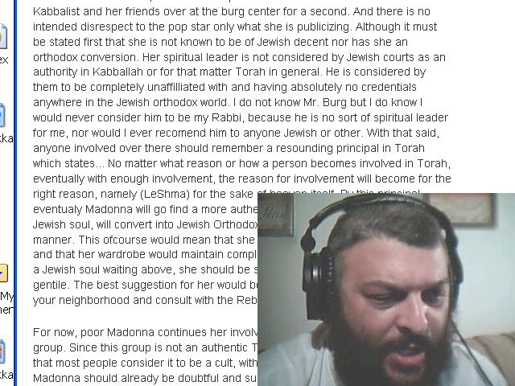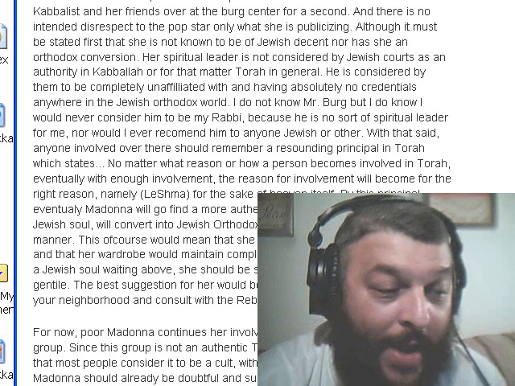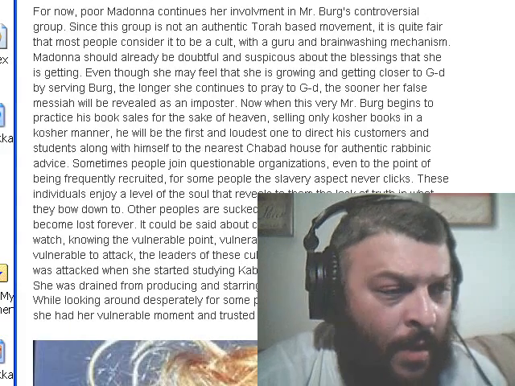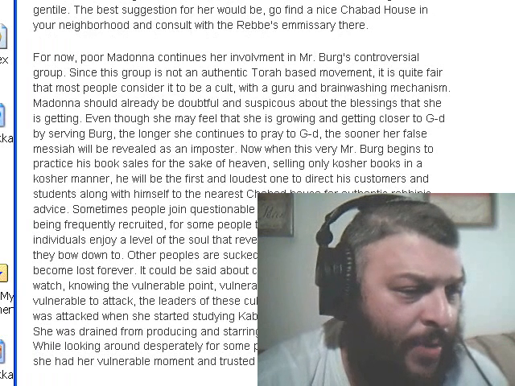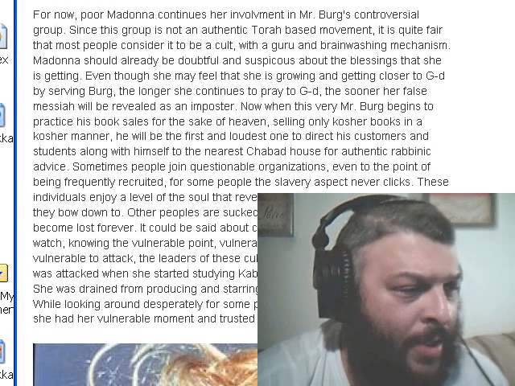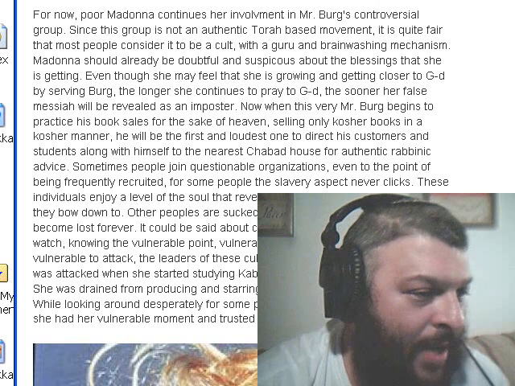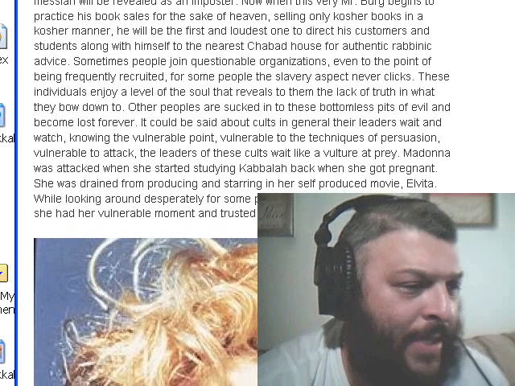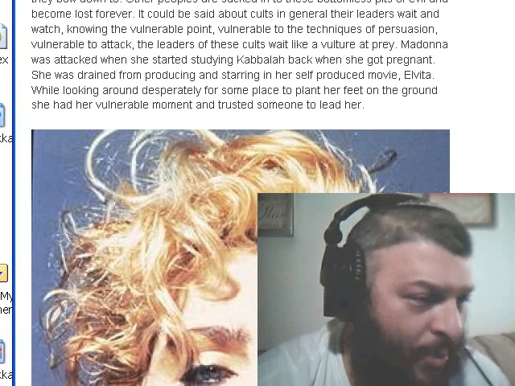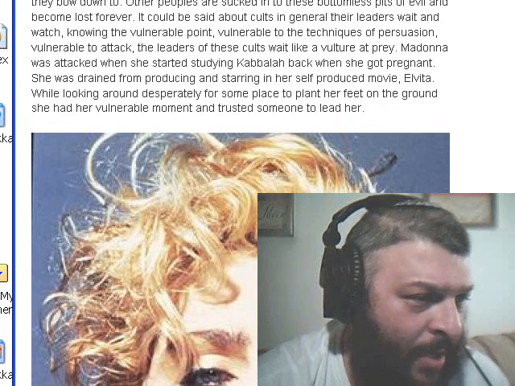The best suggestion for her would be, go find a nice Chabad house in your neighborhood and consult with the Rebbe's emissary there. For now, poor Madonna continues her involvement in Mr. Berg's controversial group. Since this group is not an authentic Torah-based movement, it is quite fair that most people consider it to be a cult with a guru and a brainwashing mechanism.